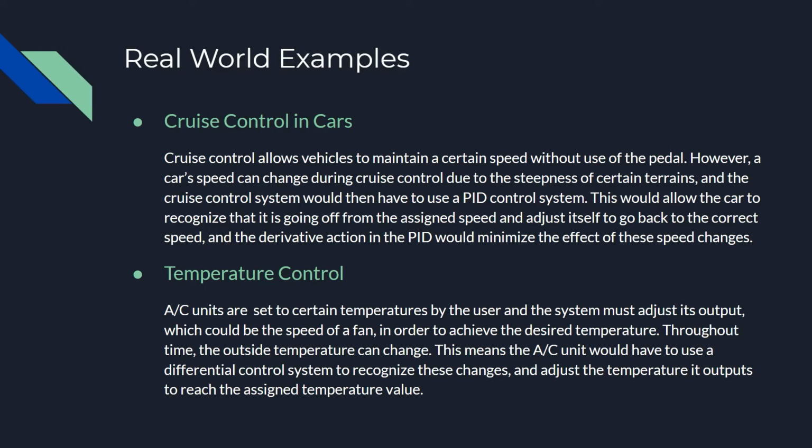The second example is temperature control, and this can be seen in AC units. AC units are set to certain temperatures by the user, and the system adjusts its output through the change of the speed of the fan in order to achieve the desired temperature that was set by the user. Throughout time, though, the temperature in the building or outside can change, and this would mean that the AC unit would have to use a differential control system to recognize these changes and adjust its temperature output to reach its assigned and original temperature value.